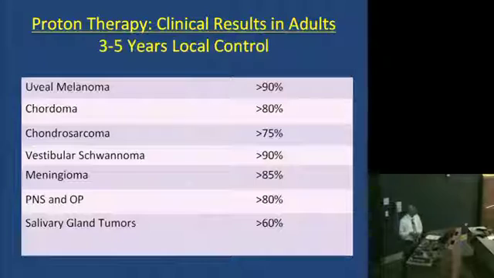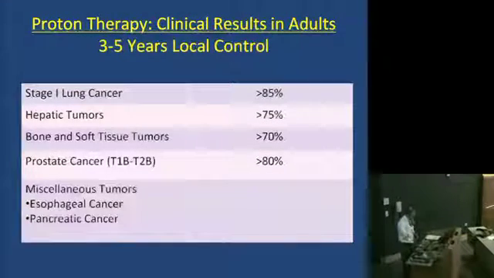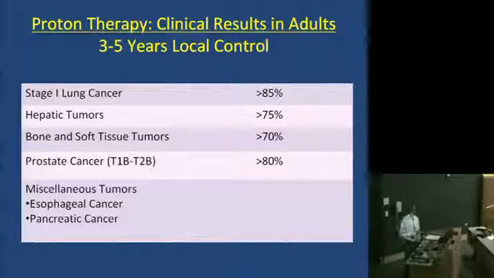Again, these are some of the clinical results in adults. Using the proton, you can treat uveal melanoma. Again, these are selected patients, choroidal melanomas in the range of 80 to 90%, depending upon the tumor type. Again, for early stage lung cancer, you can get the same kind of results with photon treatment also, with high dose of photon radiation treatment.